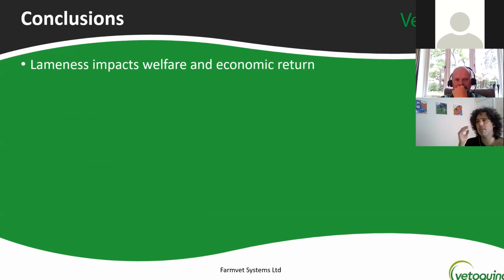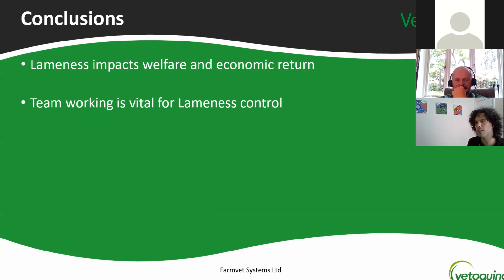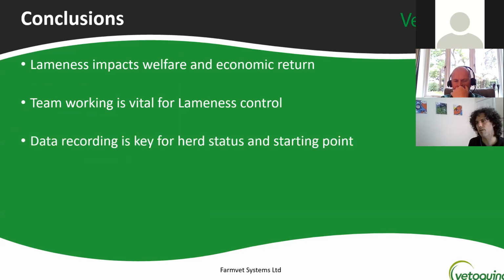Conclusions: lameness impacts the welfare and economic return. So team working is vital for this lameness control. And I think a vet really needs to work with the whole team. Otherwise, the data communication is not going to be the best, and we might be seen as trying to step on each other's toes, and that's not good. So I think team working is very vital.